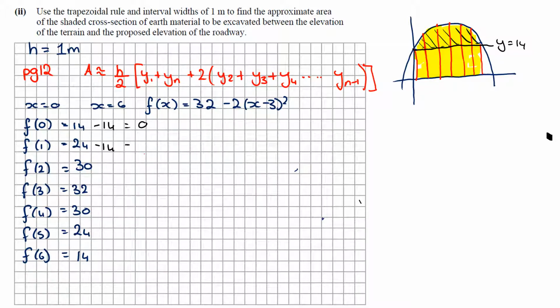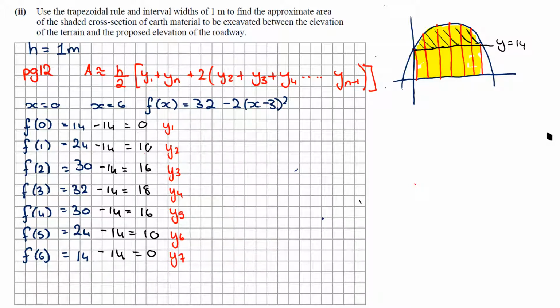So I get 0, I get 10 minus 14, I get 16 minus 14, I get 18 minus 14, I get 16 minus 14, I get 10 minus 14, I get 0, and they become my new heights. That's a very straightforward way to do it, and that would be a way that I would definitely recommend you to work. What that means is you go straight into your trapezoidal rule, and that's your answer. So that's kind of like option 1.